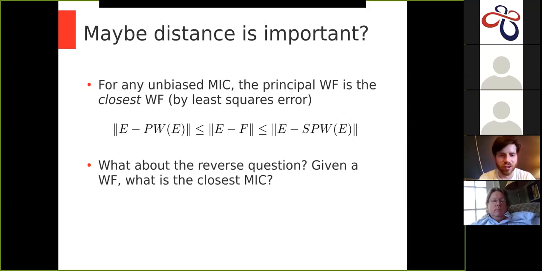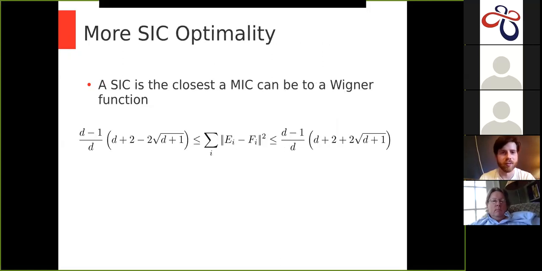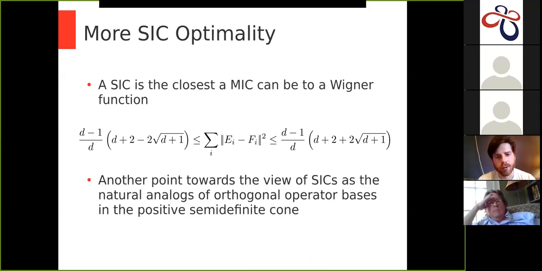But in the most extreme case, we can answer it again thanks to our favorite structure, SICs. A SIC is the closest a MUB can ever be to any Wigner function, and that distance is achieved if and only if the MUB is a SIC and f is the principal Wigner function from Zhu's paper, and the farthest it can ever be is when it's the shifted principal Wigner function. So that's the boundary of this whole consideration.